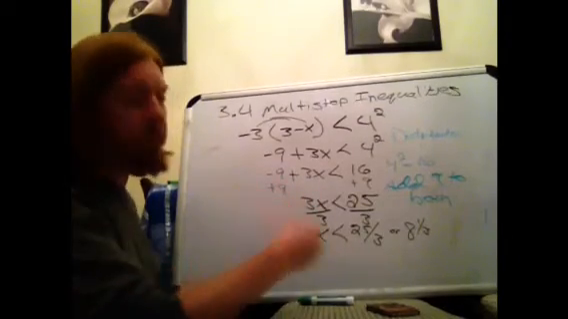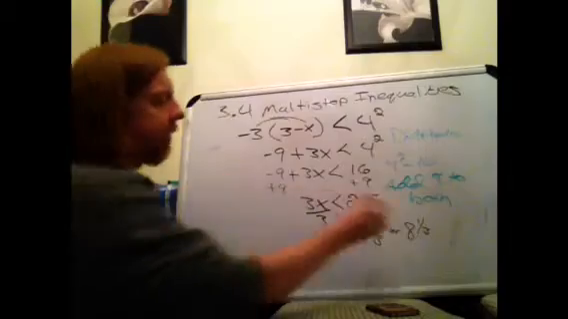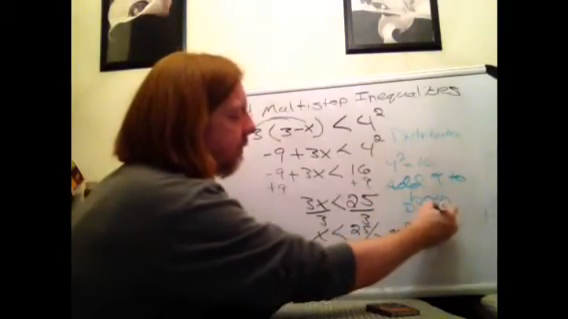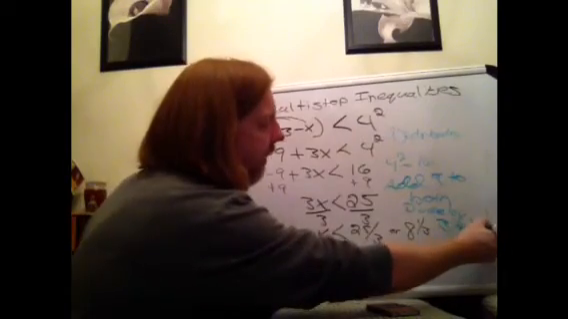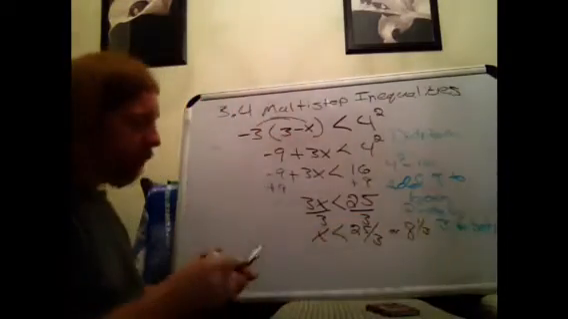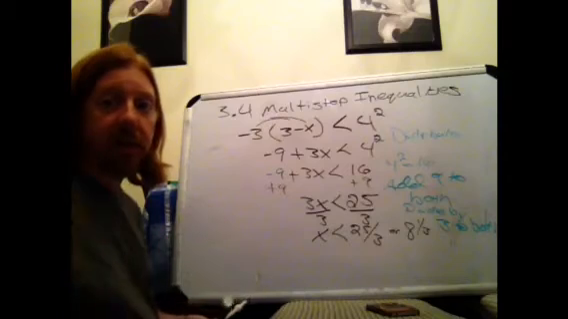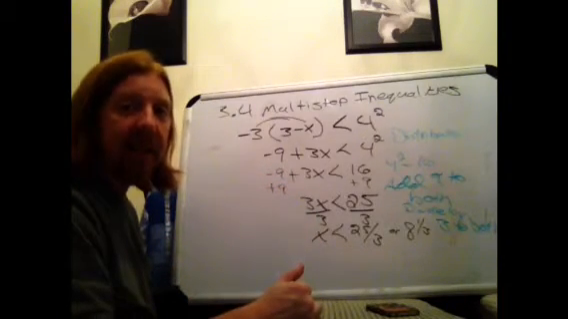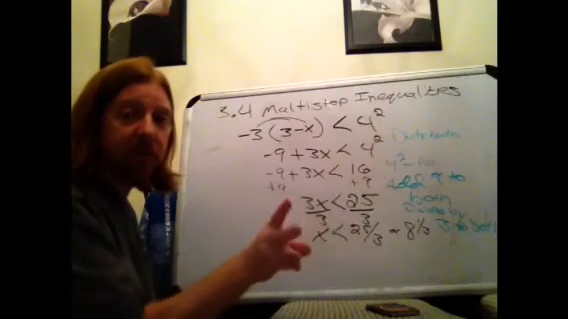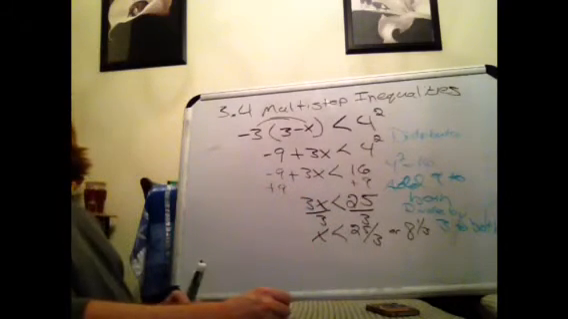Okay, so I get this just in the right ballpark. And again, I'll make a note to myself that I divided both sides by 3. What's important with that is that because I didn't multiply or divide by a negative, I don't have to change the sign around. All right?